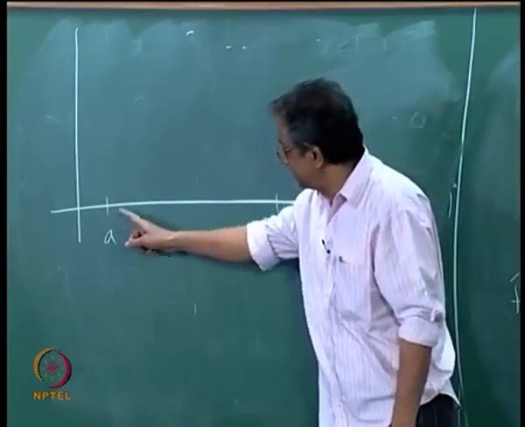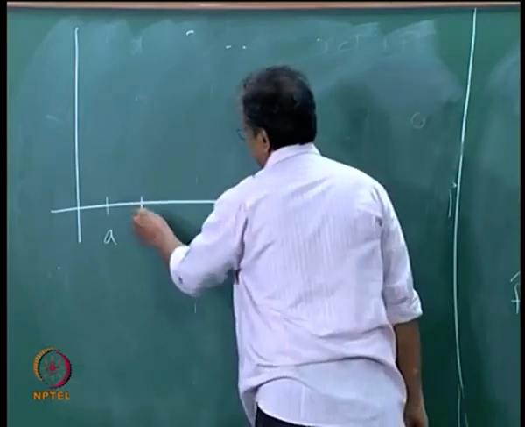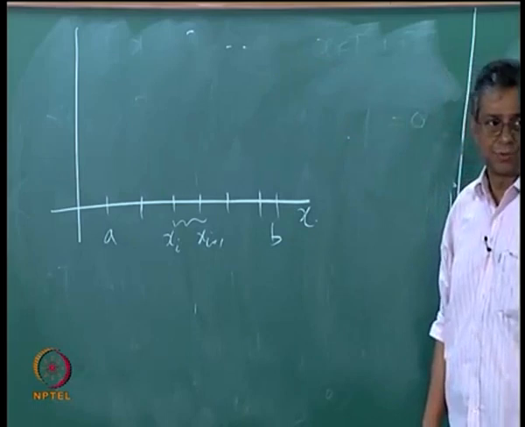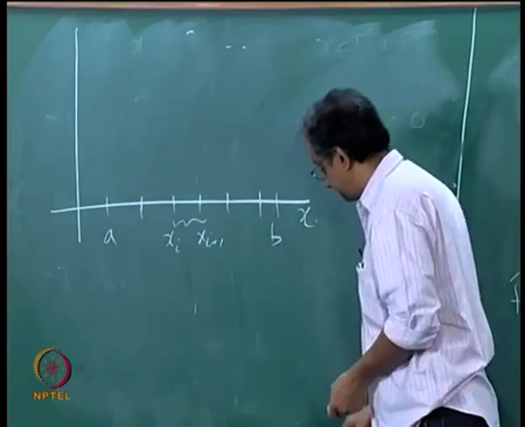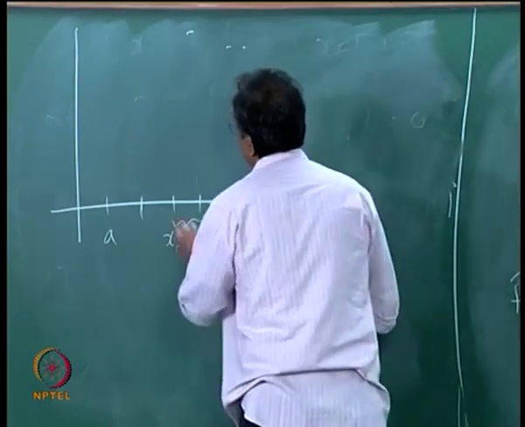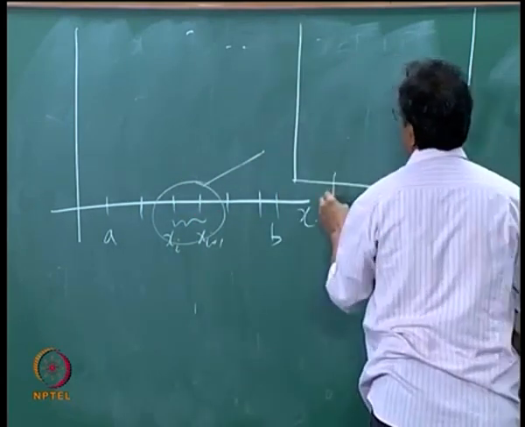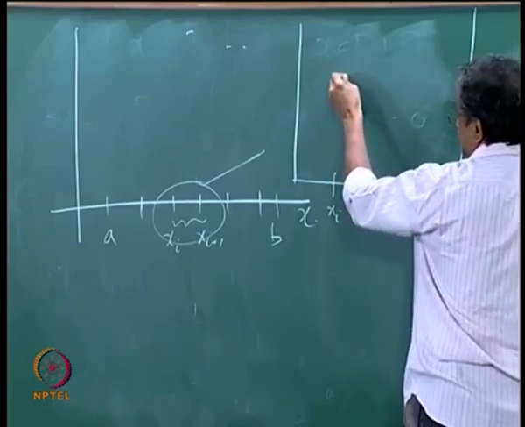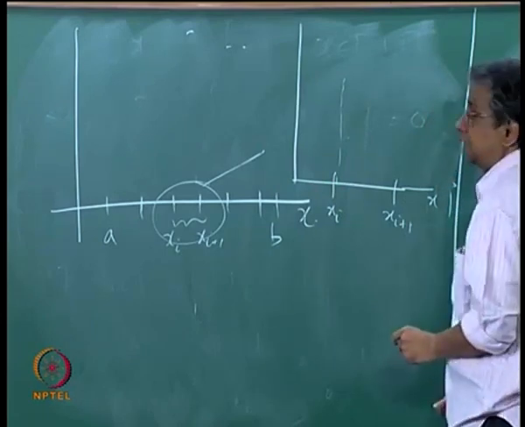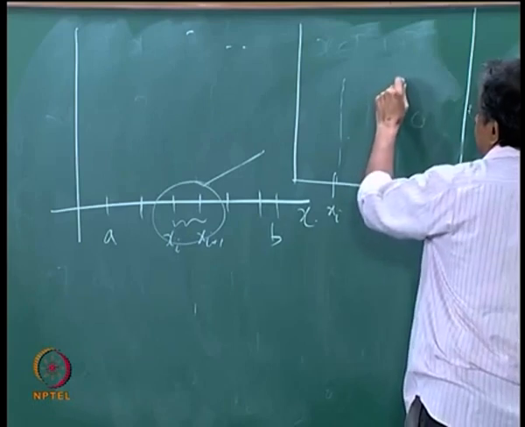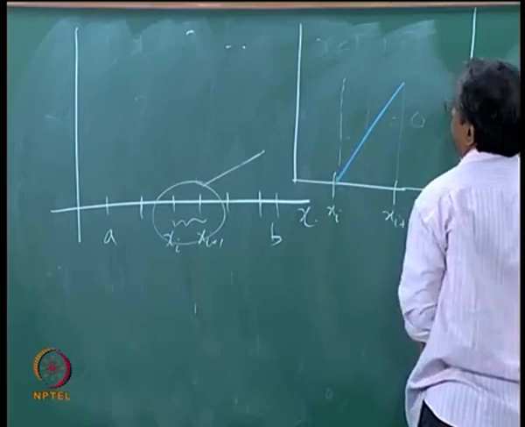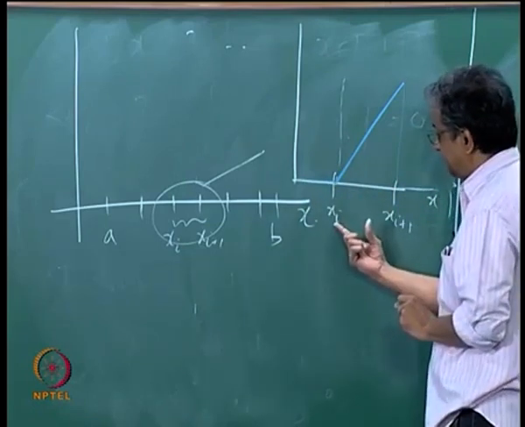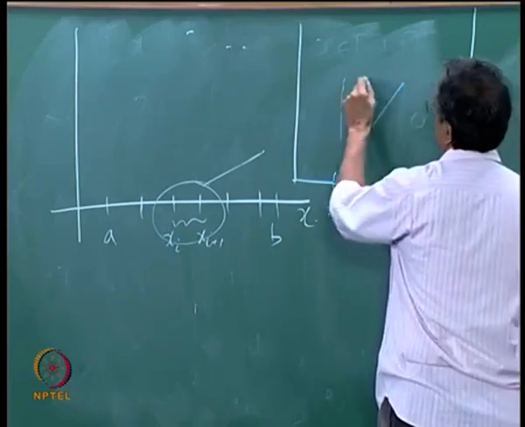As we did earlier, we are going to break up this interval into subintervals. I am going to focus on one particular subinterval, xi to xi plus 1, and zoom in on it, and I will define two functions here. One is a function that is basically 0 everywhere, and at xi it is 0, and it then rises from xi to xi plus 1, going from 0 to the value 1.